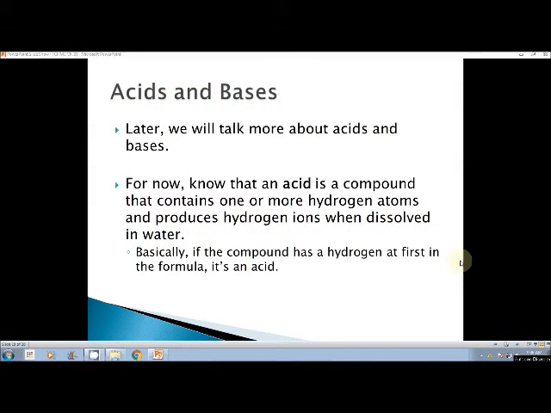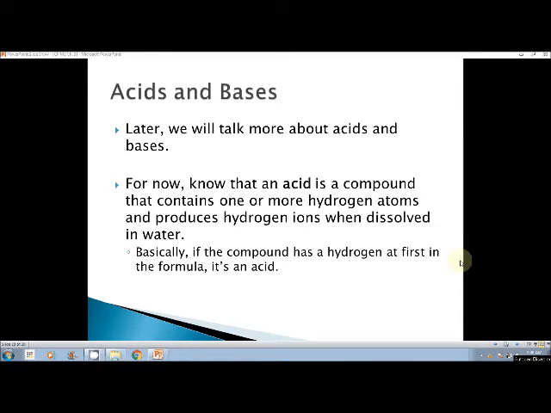Alright, so to move on next, we have acids and bases, but specifically acids to name and write formulas for. The reason why we're doing this is because bases are actually just ionic compounds, so we already know how to name them. And acids, they write the formulas very similar to ionic compounds. So basically, we need to know today that an acid is a compound that contains hydrogen atoms and produces hydrogen ions when dissolved in water.